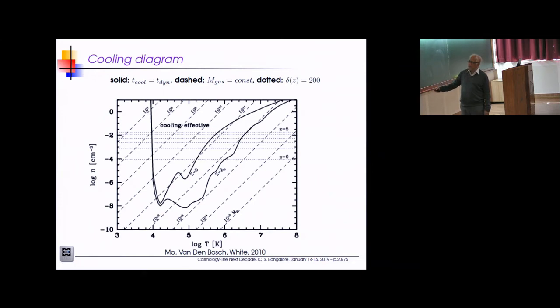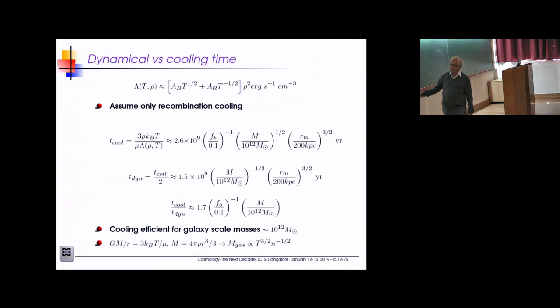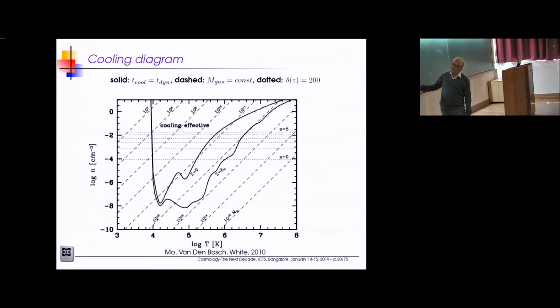These lines are the density-temperature relation of different mass halos, which you can easily find by saying, mass is rho r cubed, temperature is GM by r. Use these two relations and you'll find that the mass is T to the 3/2 n to the -1/2, which corresponds, in the log T, log n plane, to a straight line. So that is this. This is 10 to the 15 solar mass. This is 10 to the 13, 12, 11, and so on.